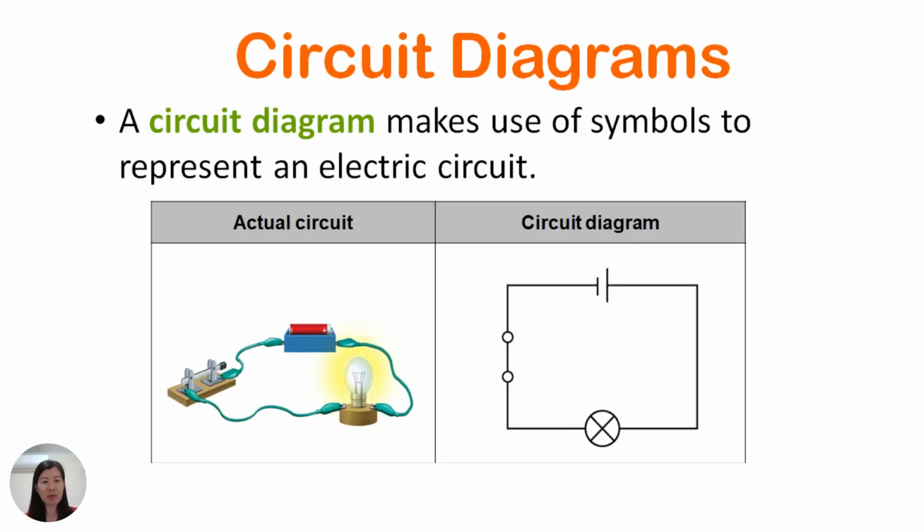So this diagram, as we can see, can be simplified by a circuit diagram, which is a lot easier. And it actually means the same thing, right? It has one battery, so that's why you have two strokes, one short and one long, one bulb, and one switch.